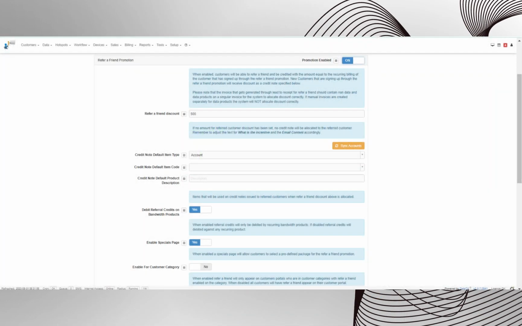When Refer a Friend is activated, customers can refer friends and earn credit matching the referred friend's recurring bill. Referred friends also get a discount as specified. It's important that invoices from referral to receipt include both non-data and data products on the same invoice for proper discount allocation. Separate invoices for data products will lead to incorrect discount allocations.